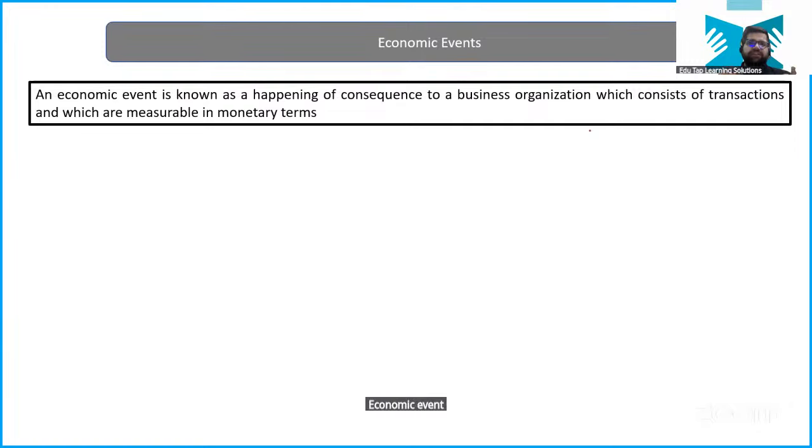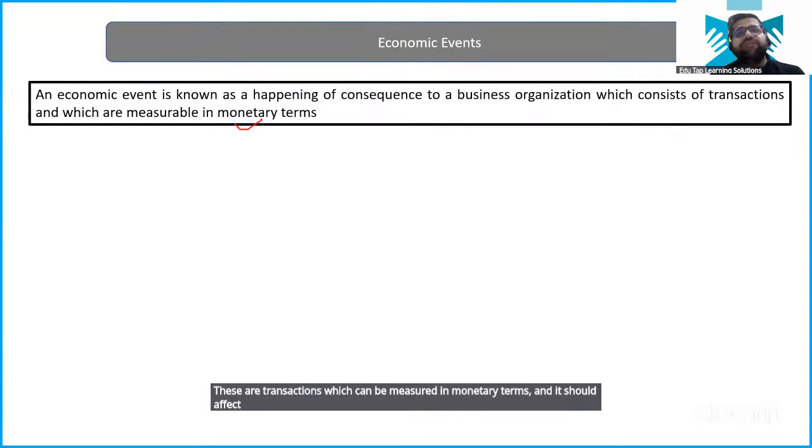Economic event, by definition, first I will read. An economic event is known as the happening of consequences to a business organization which consist of transactions that are measurable in monetary terms. Now, this is a very handsome definition, but in real sense, economic events are basically the transactions only which can be measured in monetary terms. And these transactions should affect the financial health of the company. Again, economic events are basically transactions which can be measured in monetary terms, and they should affect the financial health of the company, right?